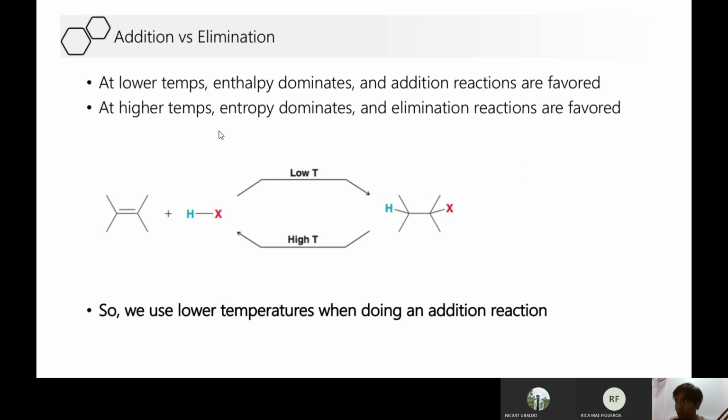Okay? So, however, at higher temperature, ano mangyayari? Magiging baliktad yung reaction natin, no? So, mas favored ang entropy at higher temperature, no? According to the Gibbs free energy equation. So, it will undergo an elimination reaction, no?